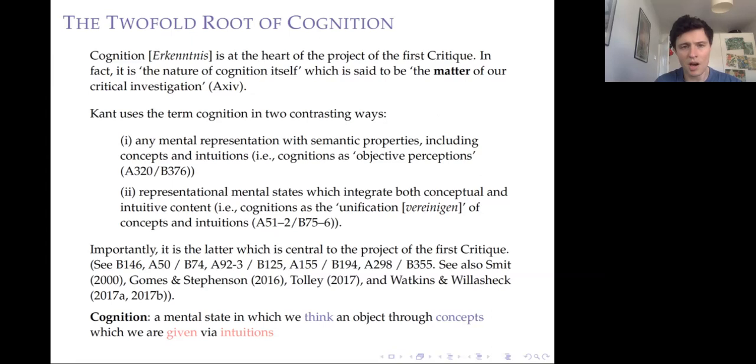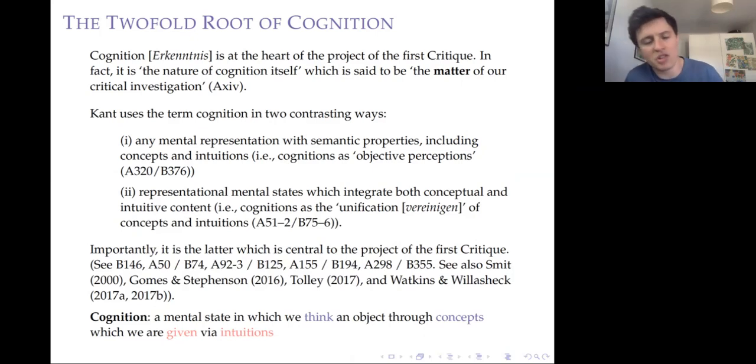Like I just mentioned, Kant's theory of cognition is very fundamental to the first critique. Cognition, in the sense that I'm going to be concerned with here, has to be distinguished from another sense of cognition, which Kant sometimes refers to. Cognitions, in one sense for Kant, are just any objective perceptions. So in some sense, concepts and intuitions on their own constitute cognitions.